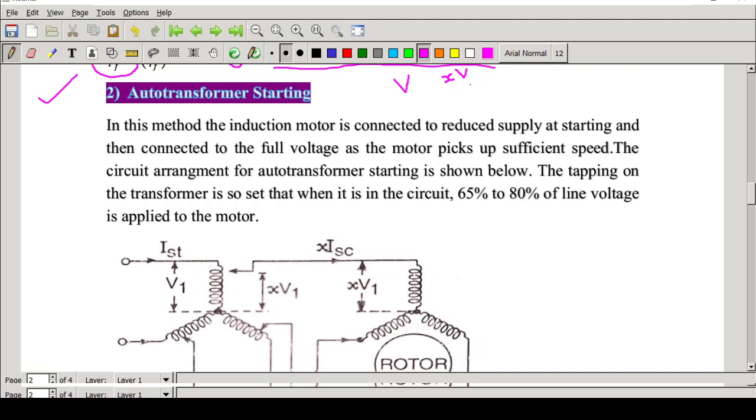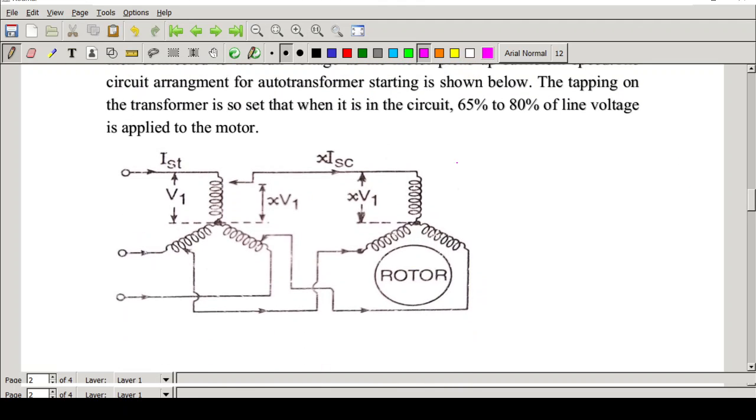This condition will be maintained until the motor attains its speed. Initially, the motor rotor is at rest. That is why we are giving a reduced voltage. Once the rotor starts rotating and attains a sufficient speed, then we can apply the full line voltage to the stator winding. Okay, now we will see this arrangement.